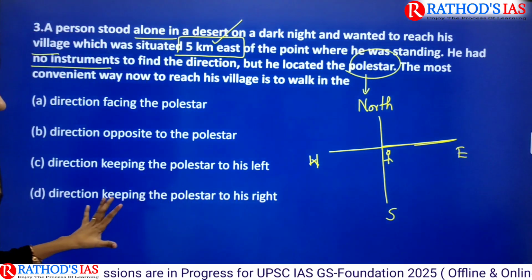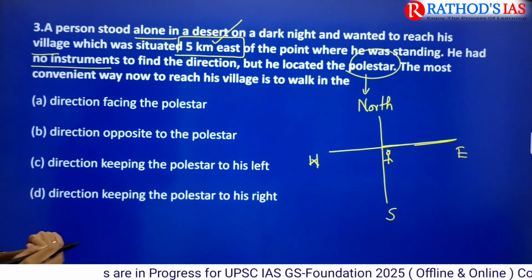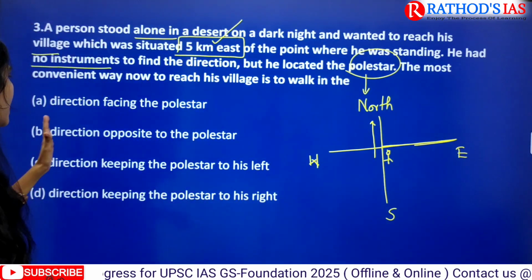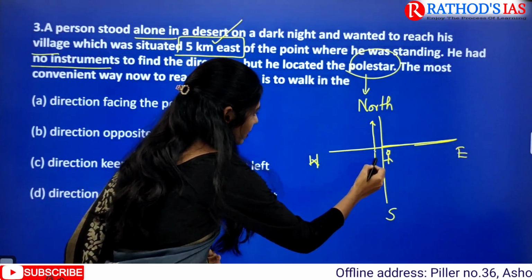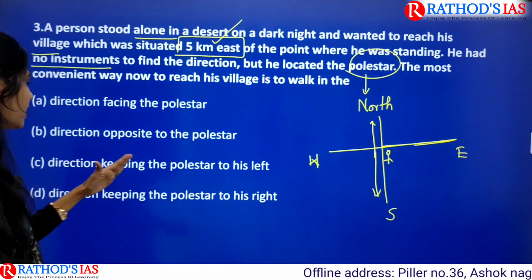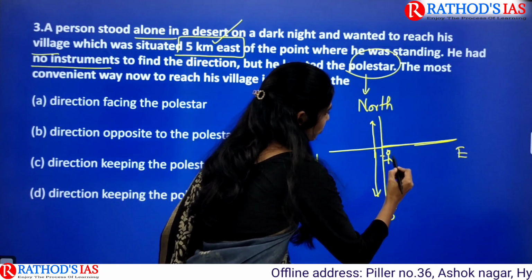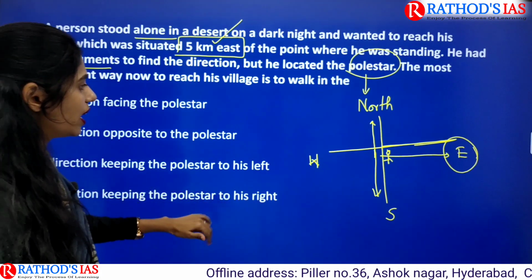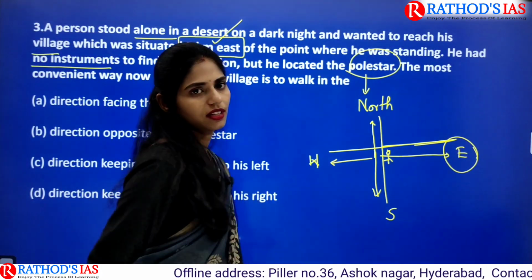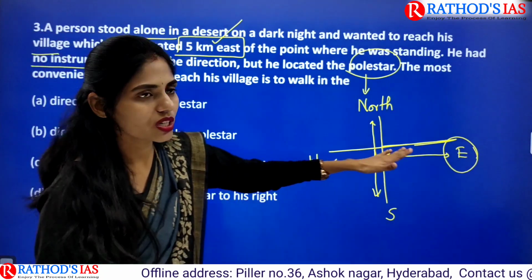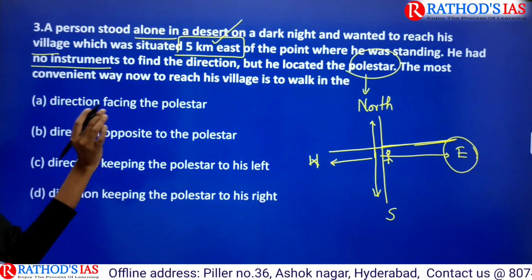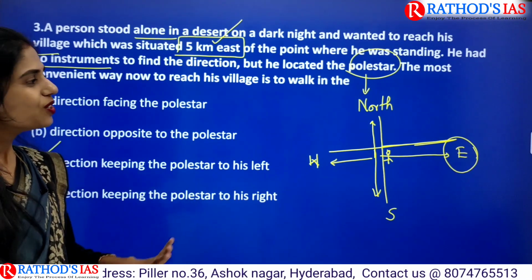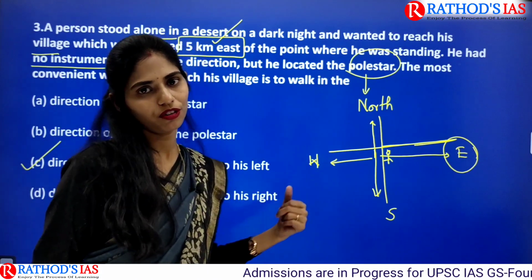So now let us see the options. Direction facing towards the pole star means if he is moving in this direction, he will be going towards north. The next one, direction opposite to the pole star, means he will be going towards south. Direction keeping the pole star to his left, if he is moving like this, then he will be reaching east. The next one, direction keeping the pole star to his right, means he will be moving west. So where is his village? His village is towards east. So the correct answer is direction keeping the pole star to his left. Clear? In this way you can draw the directions for this type of question.